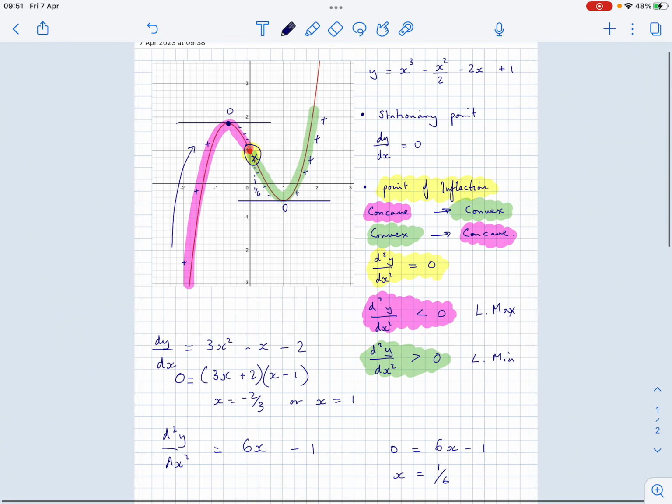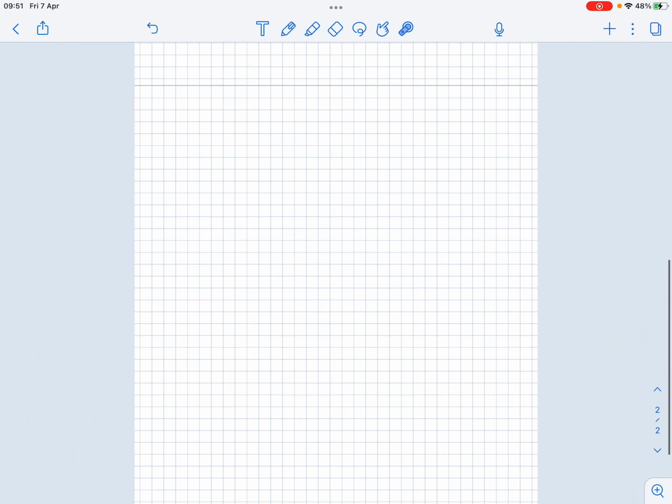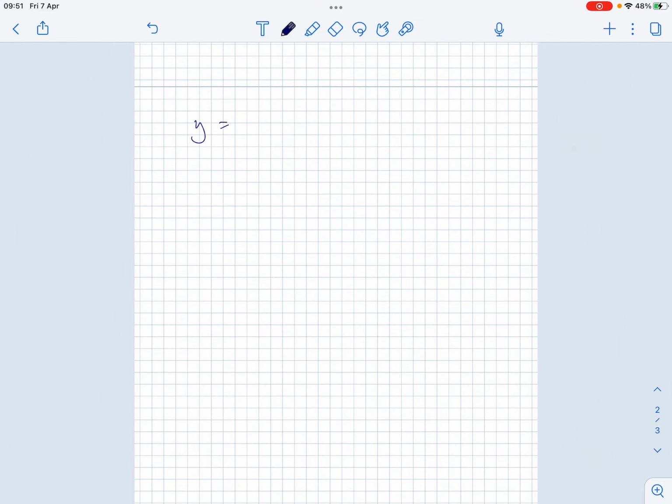That is not to say that points of inflection are always halfway between stationary points. They don't have to be. And you can have stationary points that are also points of inflection. They just have to have both of these properties at the same time. And the simplest example I can think of is if you had y equals x cubed.